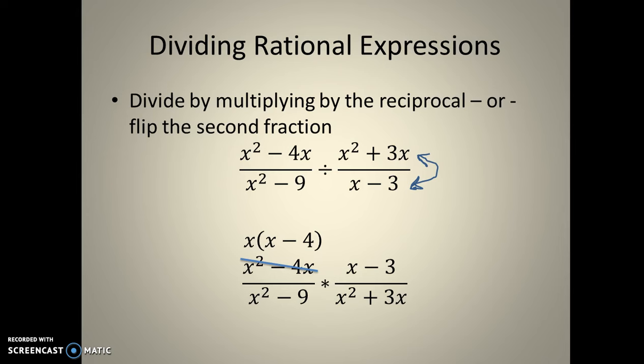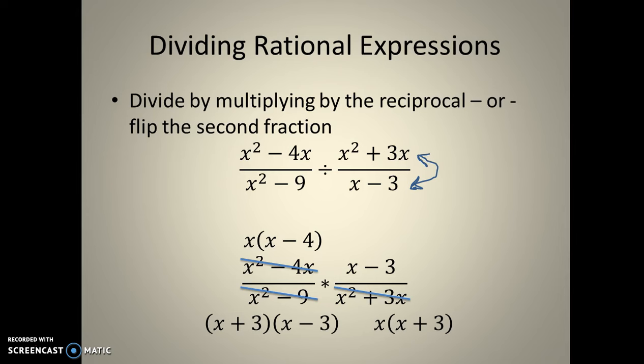Then I look at my two bottoms. X squared minus 9 is a difference of two squares. And then x squared plus 3x, I'm going to be able to factor an x out of both of those. Okay, so x squared minus 9 becomes x plus 3 times x minus 3. X squared plus 3x is x times x plus 3.